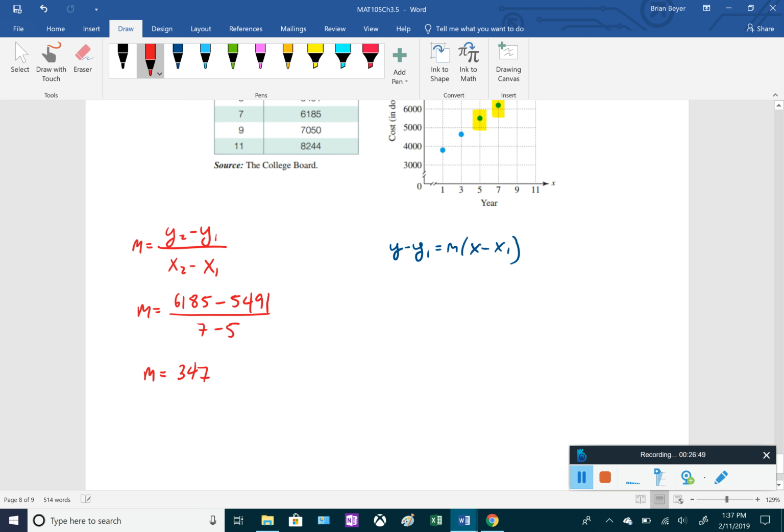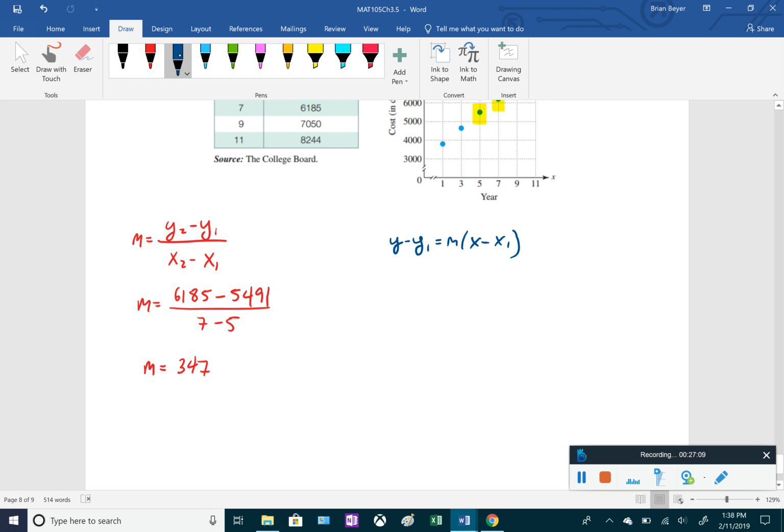So that means using those 2 points, the slope between those 2 points, the units would be dollars per year. So that's saying that the tuition is increasing at $347 per year. So that's going to be our slope. So we can use that formula now, point slope formula, and plug in.